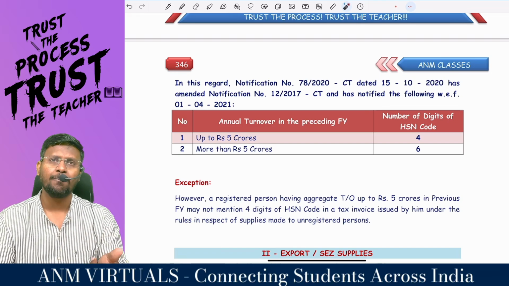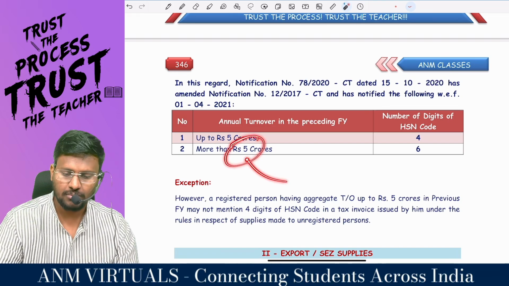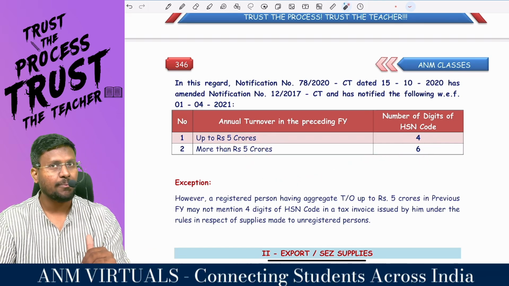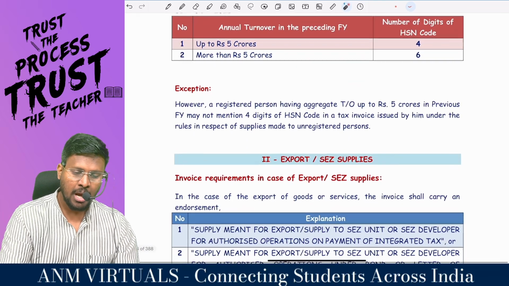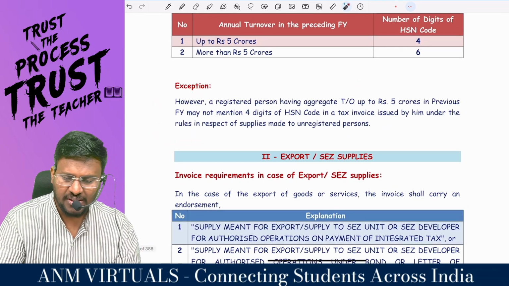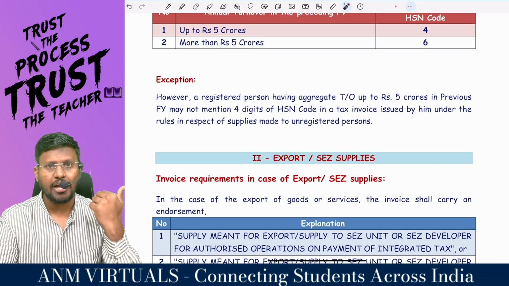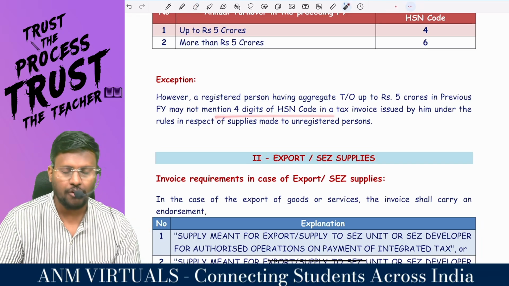More than 5 crore, let me ask you a question. More than 5, what is the next number? That's why 6 digits. Less than 5, below 5, what is the number? That's why if it is up to 5 crore, it is 4 digits. Pakka, sir? However, a registered person having aggregate turnover up to how many crore in the previous financial year may not mention how many digits? 4 digits of what code?